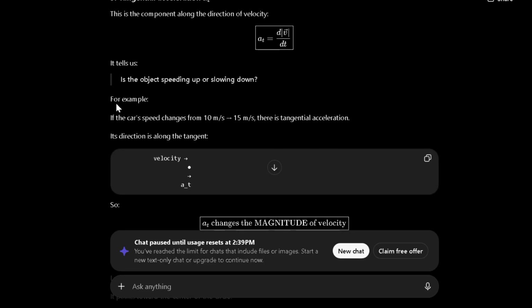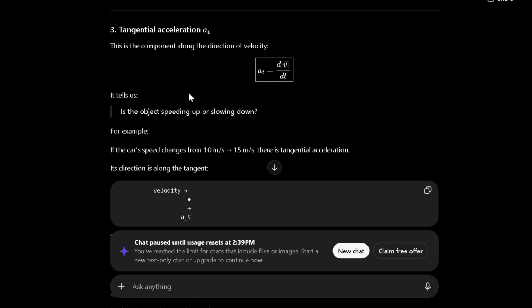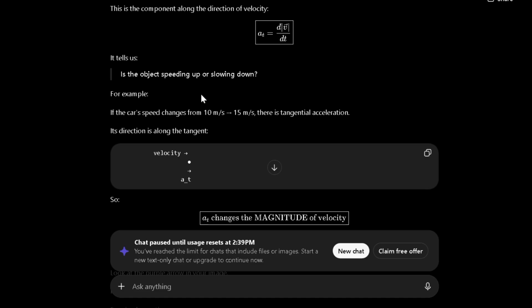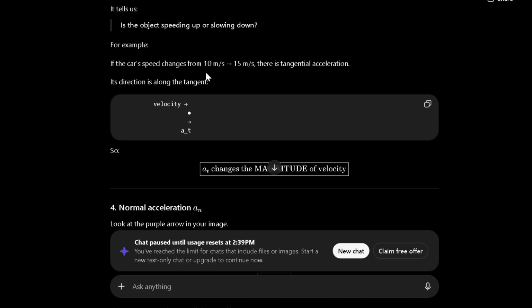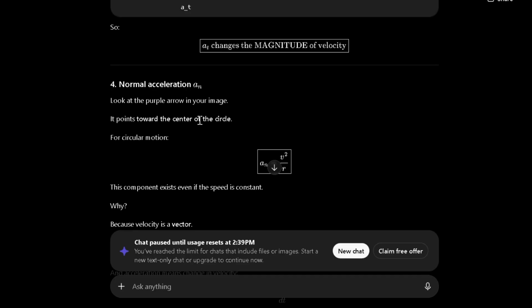Why is this tangential acceleration calculated? It tells us the object is speeding up or slowing down. For example, if the car speed changes from 10 meters per second to 50 meters per second, there is a tangential acceleration. Its direction is along the tangent. So it changes the magnitude of velocity. Now, normal acceleration.